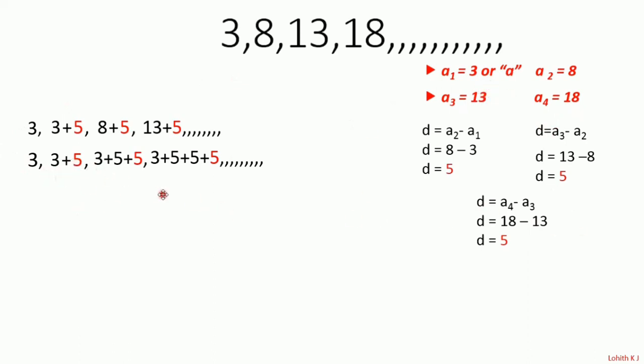Now let us rewrite the values. Now 3 can be written as a because the value of a is 3, and next 3 plus 5 can be written as a plus d because the value of a is 3 and the value of 5 is d. See here, you can observe the value of d is equals to 5, so we can write 5 as d. Next can be written as a plus d plus d. See here, next this can be written as a plus d plus d plus d.